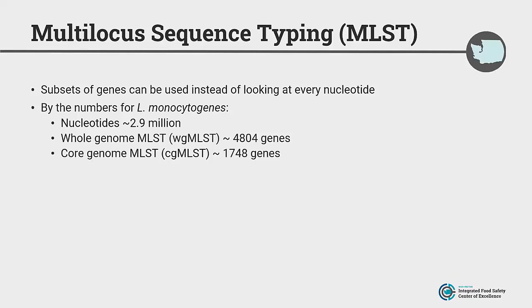So when we're looking at MLST analysis, it lets you look at a subset of the genes instead of looking one by one at every nucleotide like SNP analysis. And just for some scale of numbers, for Listeria monocytogenes, looking one by one at nucleotides, you have around 2.9 million. So that's how many spots you have to analyze. With whole genome MLST, there are about 4,804 genes that would be looked at. And with core genome MLST, you would be using 1,748 of the genes.